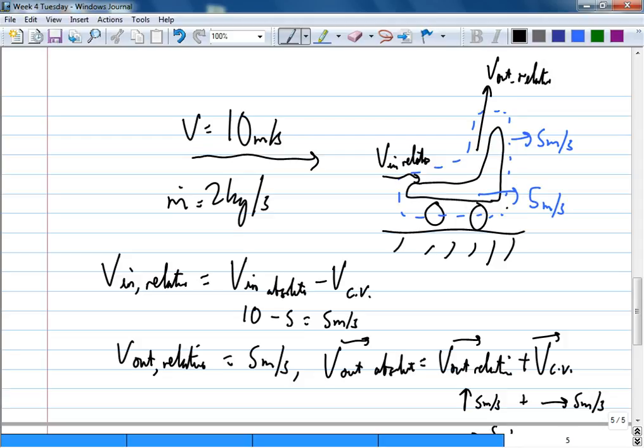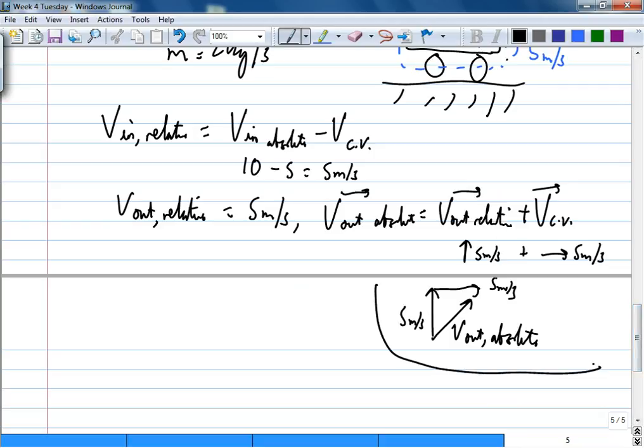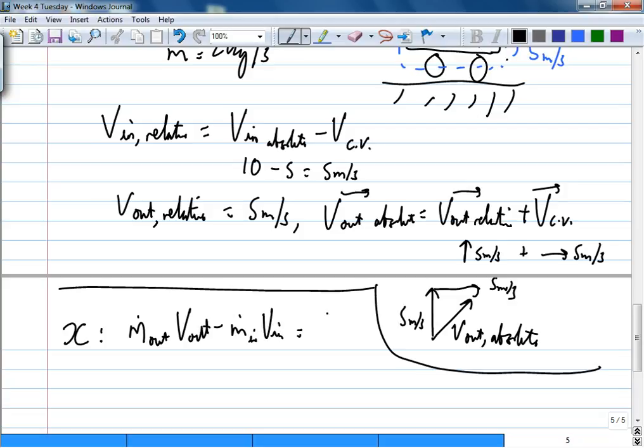The final thing is that we now do the same analysis as before, but this time for this moving skid. In the x direction, same as just now: m dot out, v out, minus m dot in, v in, equals F skid on control volume. M dot out is 2.